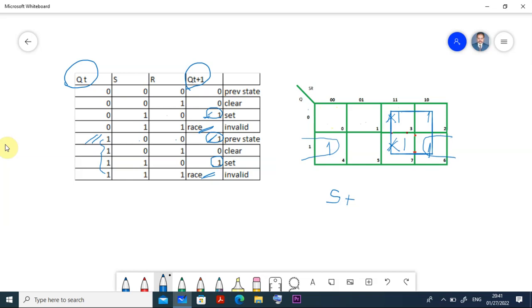I am talking about this column and this column. So in this one row, here 0 0 1 0. What is common? So the last 0 is common. That is R bar. Okay. Then what about this one? This is equal to Q. So this becomes S plus Q R bar. This becomes S plus Q R bar.